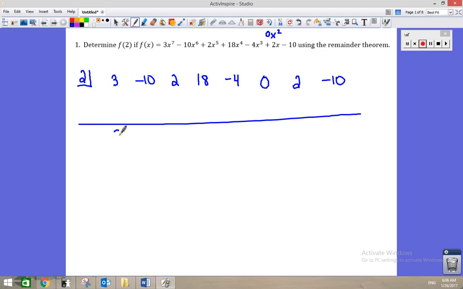First number always comes straight down. If you're below the line, you get multiplied by the number in the box. Then you add. You get multiplied by the number in the box. And you add. And that pattern just continues.